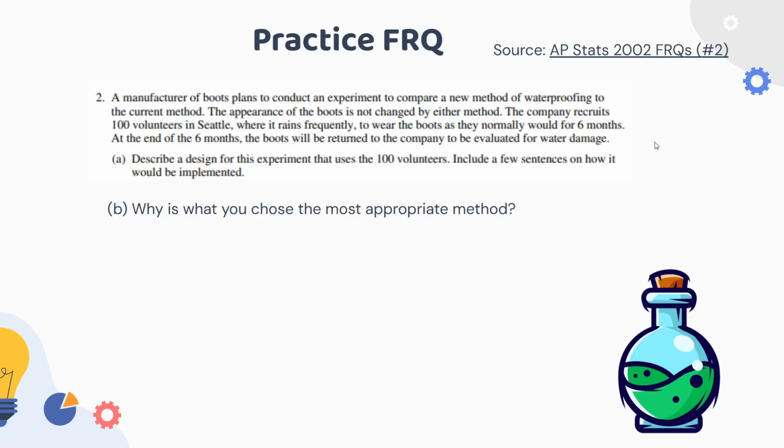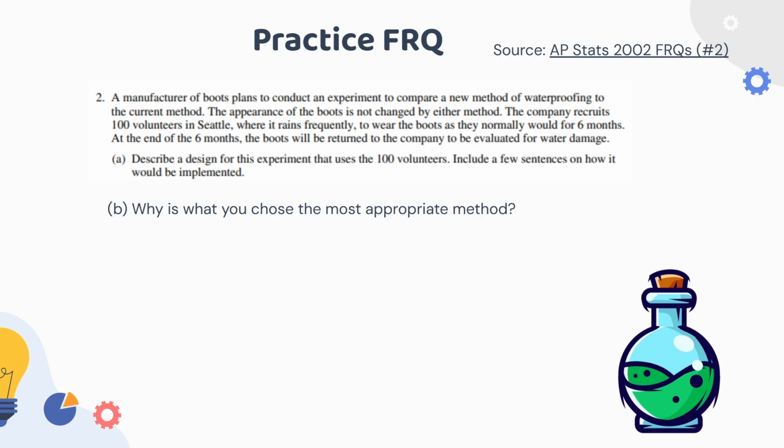Okay, so now we're gonna do an FRQ. Quick FRQ. Read the scenario, design an experiment for this procedure that uses 100 volunteers, and include a few sentences on how it would be implemented. Preferably, pull out your notebooks, write the explanation down, and create a graph, and if you can't, send it in the lecture channel. If you can't, that's totally fine. We'll go over it together and see if you guys are right.